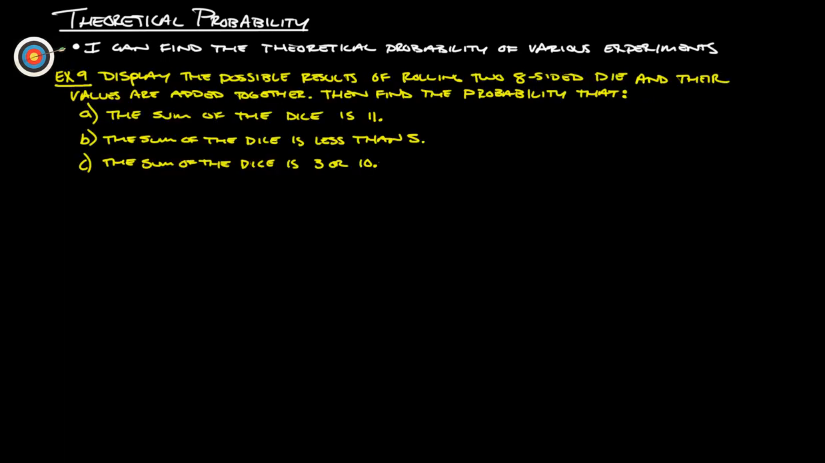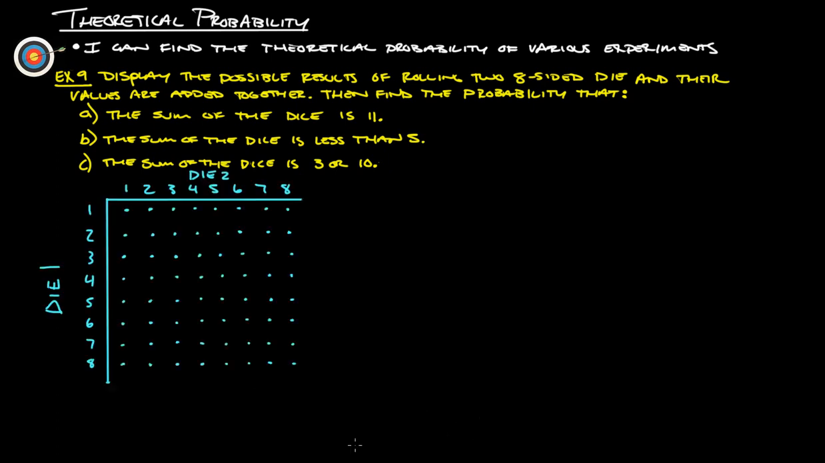So example 9, display the possible results of rolling 2 8-sided die and their values are added together. Then find the probability that, and then we'll find all this here. So we could do this with a grid or a tree diagram. The thing with a tree diagram is we would have 8 branches to start with, and then we'd have 8 branches off of each of those. So that would take quite a while to do. So I would think it's going to be much easier to do a 2D grid on this. So let's draw one of those.